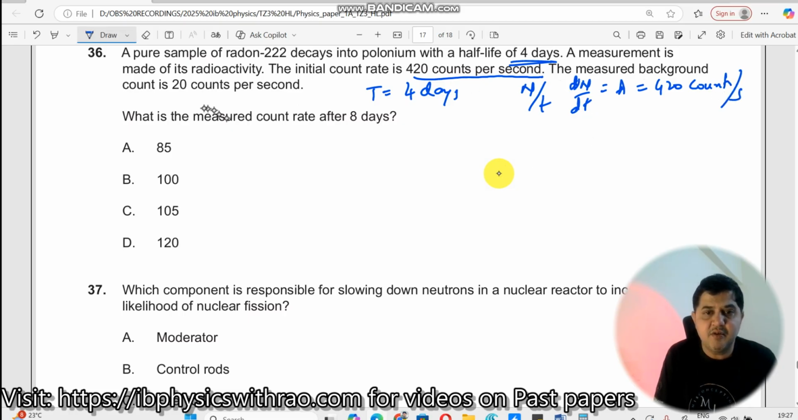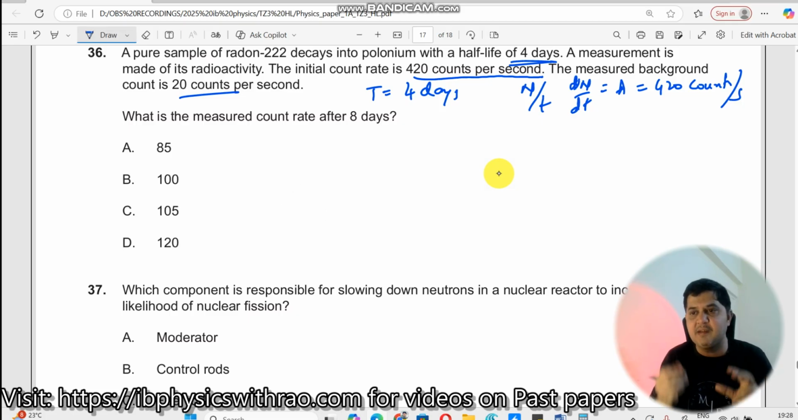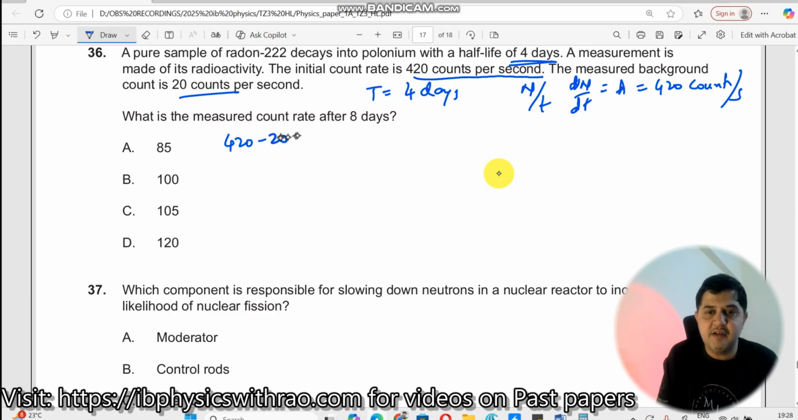Okay, the measured background count is 20 counts per second. Any experiment that you do in radioactivity will definitely have a background count because everything in nature will emit radiation. So here also it is giving out 20 counts per second. When you keep your GM counter to measure the radioactivity, you are not getting the exact value; you are getting the value of the source plus the background count. If you want the accurate value, first determine the background count, then subtract it from the actual one. So this is 420 minus 20, which is 400. This is your initial activity.